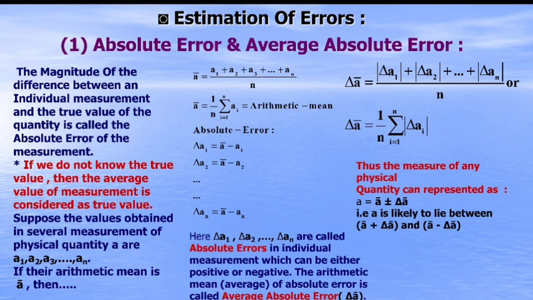So thus the measure of any physical quantity can be represented as A is equal to A bar plus minus delta A bar. It means small a is likely to lie between A bar plus delta A bar and A bar minus delta A bar.